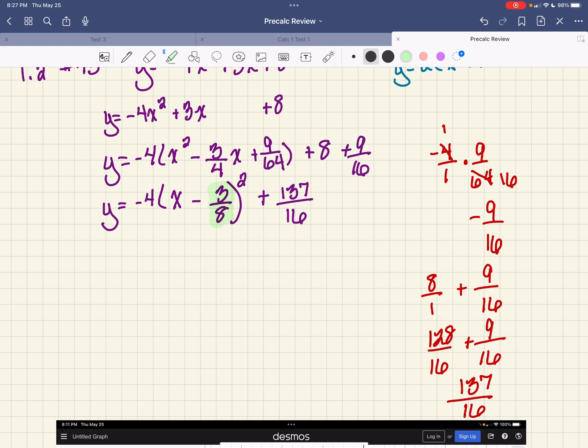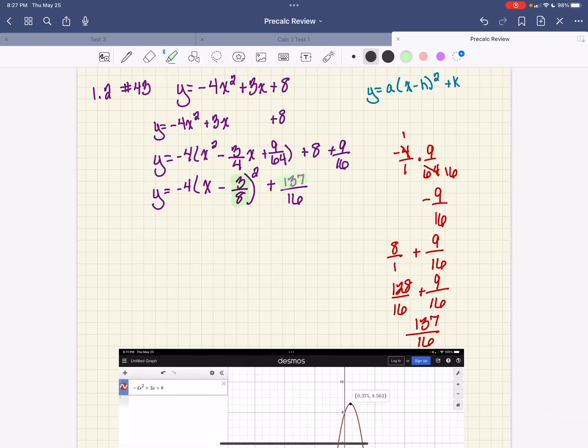Okay, and remember, our formula is minus. So this H value right here, I don't take this with me. I only have the 3/8. So my vertex is going to be 3/8 and then positive 137/16.